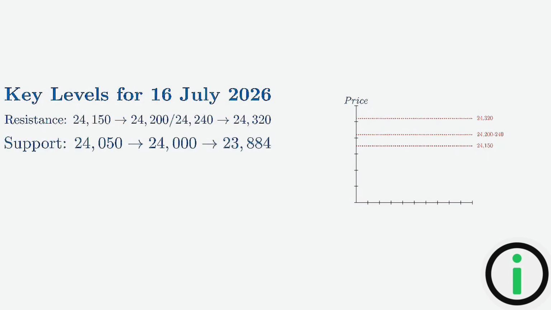On the downside, we have immediate support at 24,050. Below that lies the 24,000 psychological level. If 24,000 breaks decisively with high volume, we could see a quick slide down toward 23,884, which is a recent swing low and a major support level.